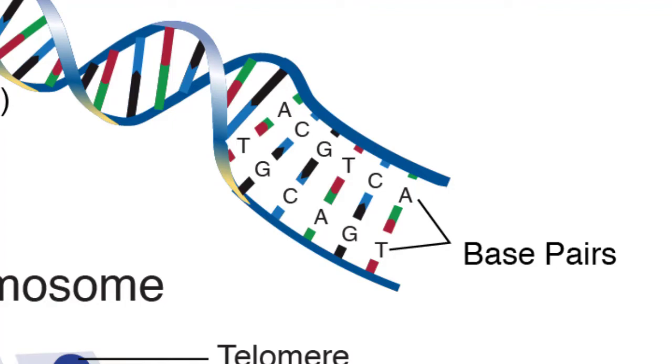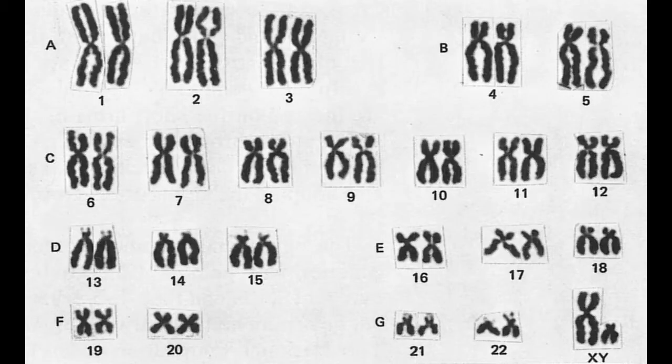You don't inherit genes from your parents, rather you inherit chromosomes. You're looking at what's called a karyotype. Karyotype is a breakdown of all of the specific chromosomes in an organism. In fact, what we're looking at here is the human karyotype.